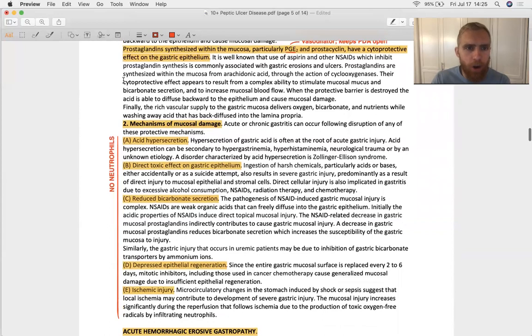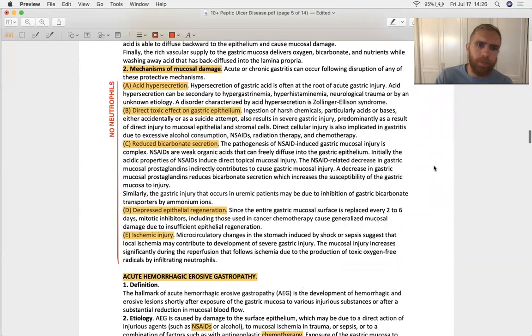So their cytoprotective effect stems from not only the ability to stimulate the production of mucus, but also the ability to stimulate bicarbonate secretion to neutralize acids. When the protective barrier is destroyed, acid is able to diffuse backwards to the epithelium and cause mucosal damage. Then we have a section discussing the mechanisms of acute mucosal damage. Most commonly, acid hypersecretion, and direct toxins are also pretty common too.